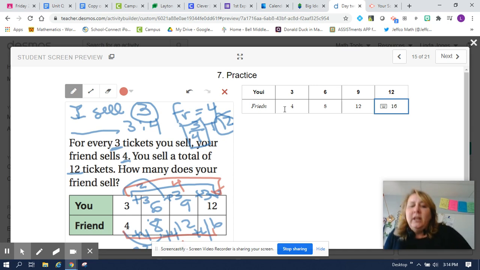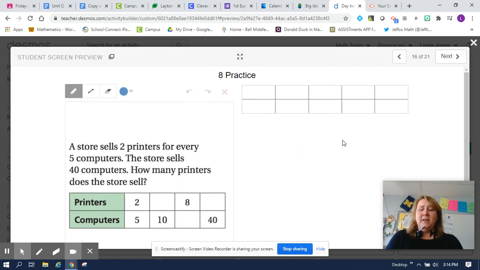That's where it gets a little bit confusing when we add or when we multiply. If you add, you add the ratios. If you multiply, you multiply the same. Okay? A little tricky. All right.